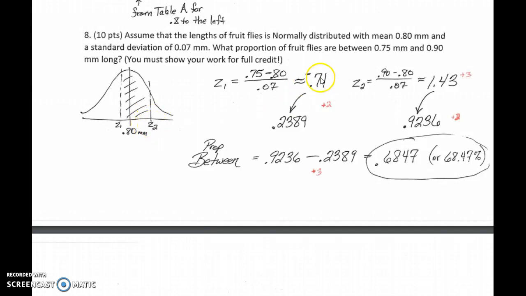We look those two values up on Table A to find out what proportion is to the left. So we find out basically 92% of our distribution is to the left of this z2, but we want to subtract off this chunk, which turns out to be this 0.2389. So if we subtract the two, we'll get the proportion that's right in between there, and that's our 0.6847. If you want to convert it to a percent, 68.47%.